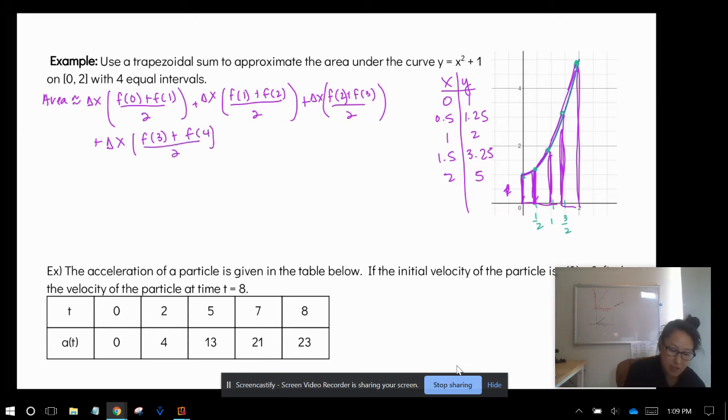I see that I can GCF out my delta x's and the over 2's. Every single one of the terms has delta x over 2, so I am going to bring it out to the front.